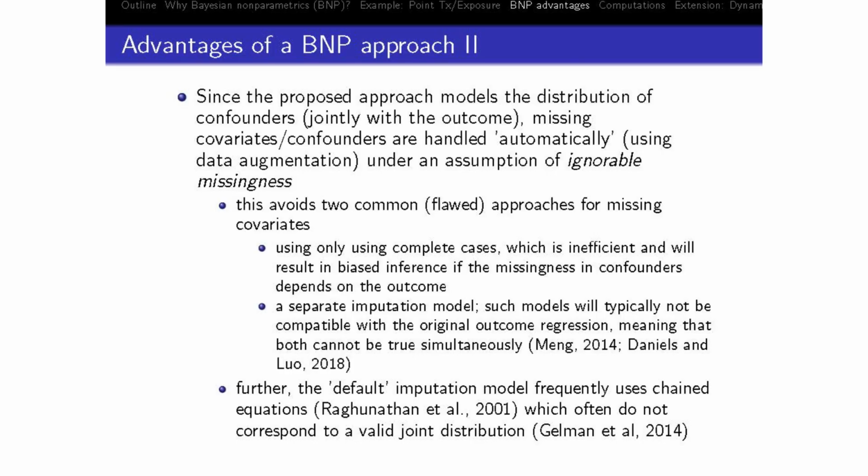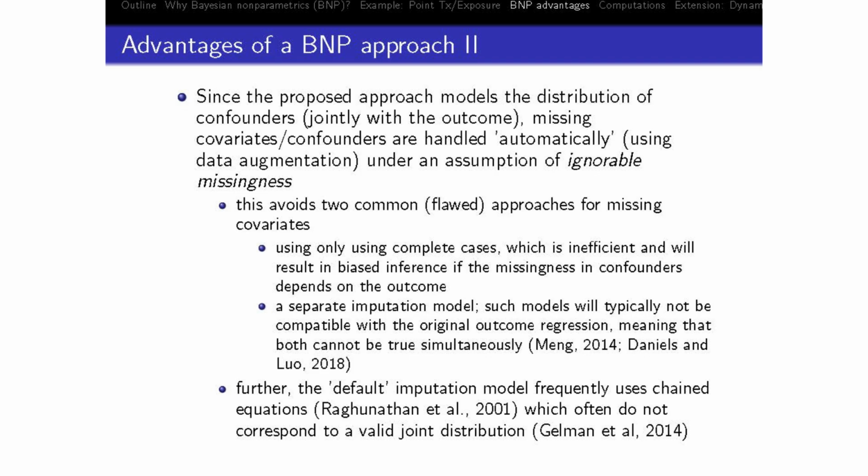With this approach, we're modeling the joint distribution of the outcome, the confounders and the treatment. So any missingness in the confounders is going to be automatically handled under an assumption of ignorable missingness. If ignorable missingness isn't appropriate, you can try to augment it appropriately. But it's going to deal with MAR missingness in confounders in an automatic way, just in terms of the computations.